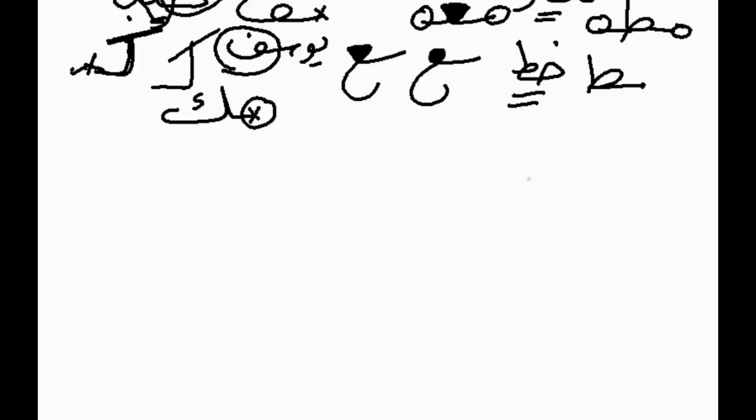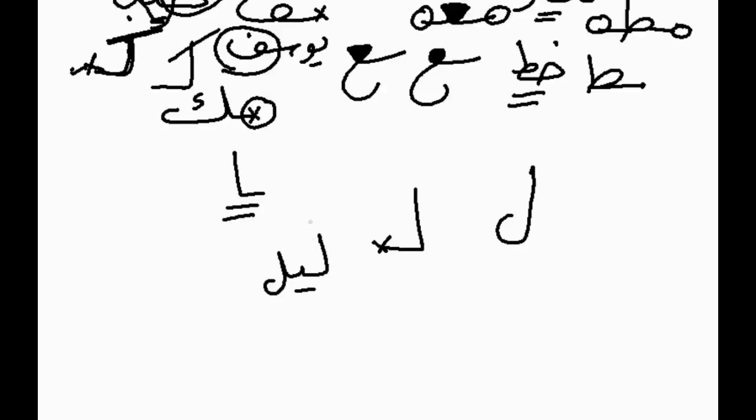Now lam, at the beginning it will be like this, just like the English L. It will be like this, and then you continue writing the word. For example, layl, which means night, and this here is the L. In the middle, L looks like this, connecting from both sides.